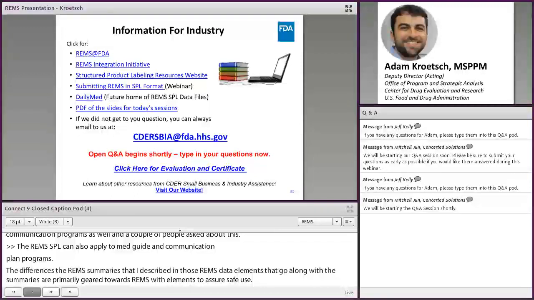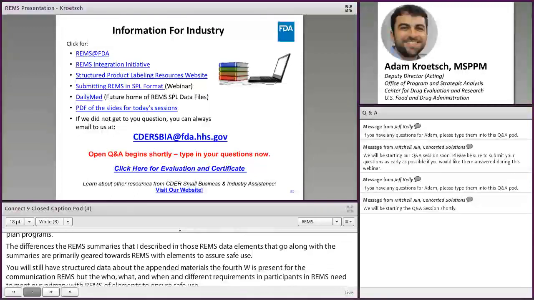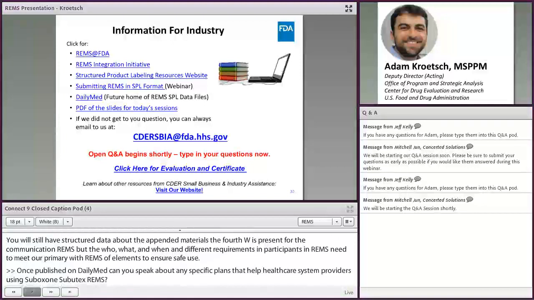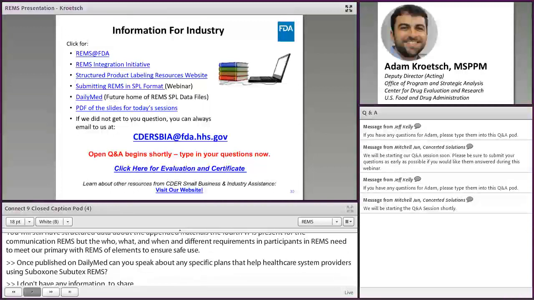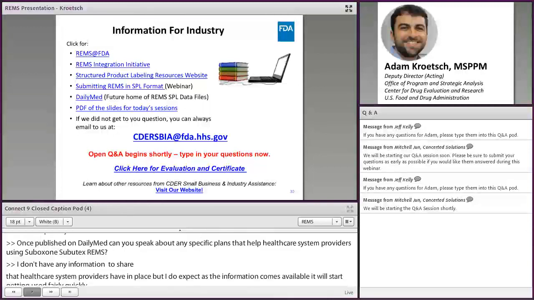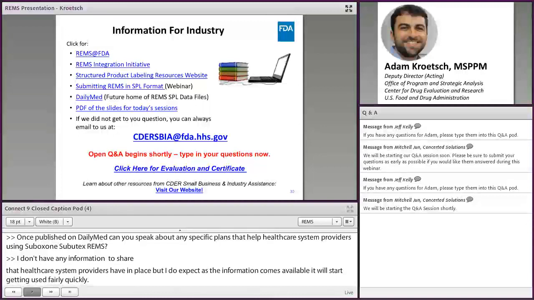The next question. Once published on DailyMed, can you speak about any specific plans that healthcare system providers have for using the Suboxone Subutex REMS? And again, I don't have any information to share right now on any specific plans that healthcare system providers have in place. But we do expect, as this information becomes available, that it will start getting used fairly quickly. We certainly saw that with labeling SPL, and we think that this information, because it travels along the same path and is in a very, very similar format, can get picked up using the same tools and incorporated into them.